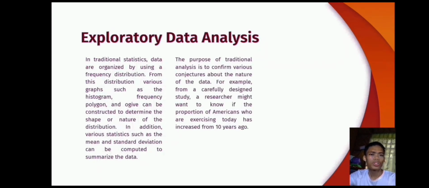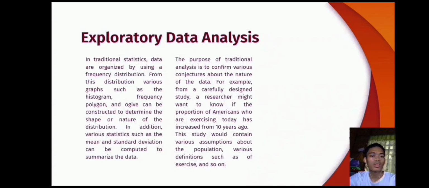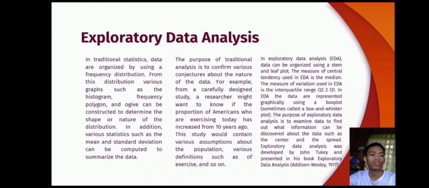The purpose of traditional analysis is to confirm various conjectures about the nature of the data. See, for example, from a carefully designed study, a researcher might want to know if the proportion of Americans who are exercising today has increased from 10 years ago. This study would contain various assumptions about the population, various definitions such as of the exercise, and so on.